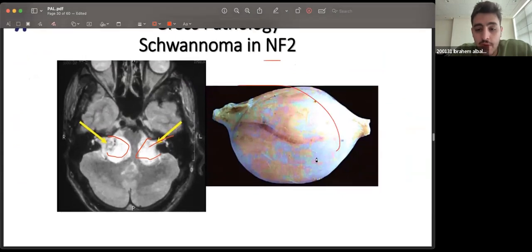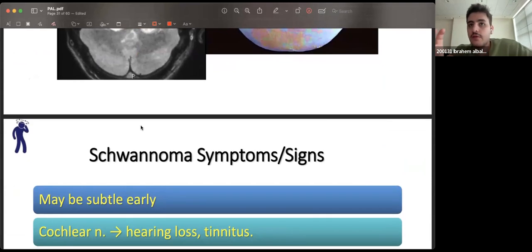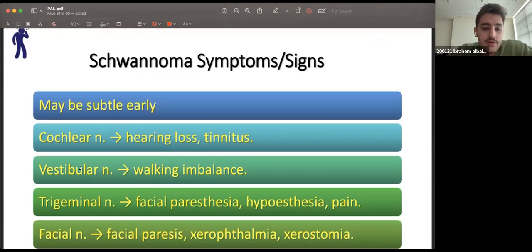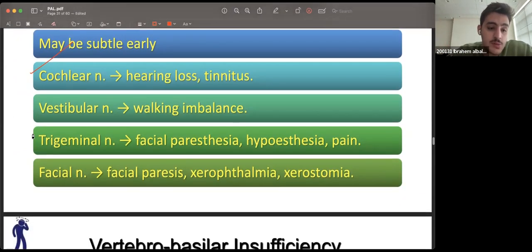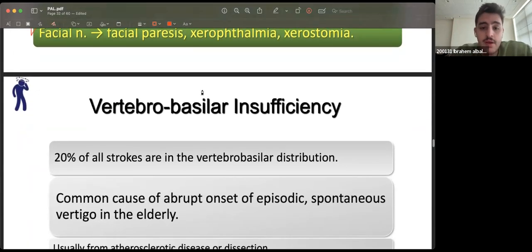This is its gross appearance. And since it affects the vestibulo-ocular, we're always going to come back at the end of the day to the vestibulo-ocular reflex. So if that's affected, you're going to get vertigo. Other symptoms, since it's compressing the cranial nerve 8, it's going to affect the cochlear part. So you're going to have hearing symptoms. If it compresses the trigeminal nerve, you're going to have facial loss of sensation. If it affects the facial nerve, you're going to have paralysis, and so on.